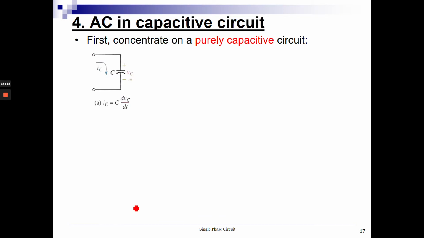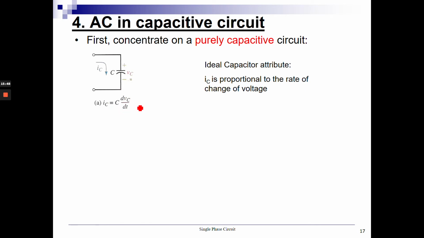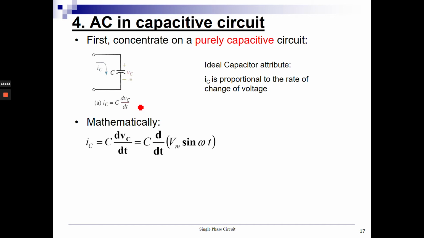Okay, and then the next subtopic is AC in capacitive circuit. So this is the connection of the circuit where we have a purely capacitive load. So you have the supply here and then the capacitor will be your load. So IC is proportional to the rate of change of voltage. So IC equal to C dVC over dt.